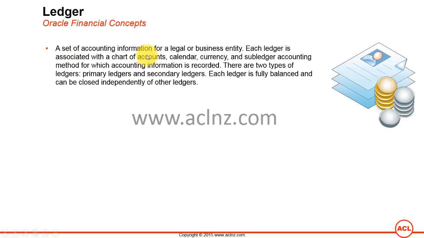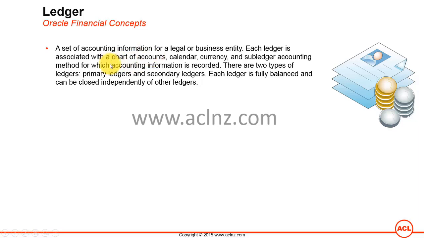So let's understand the formal definition of what exactly is a ledger. A ledger is a set of accounting information for a legal or a business entity. Each ledger is associated with a chart of accounts, calendar, currency, and subledger accounting method for which accounting information is recorded.